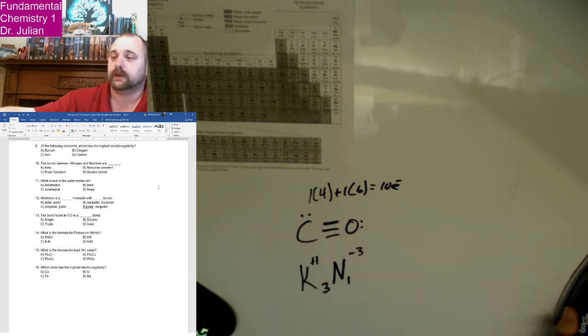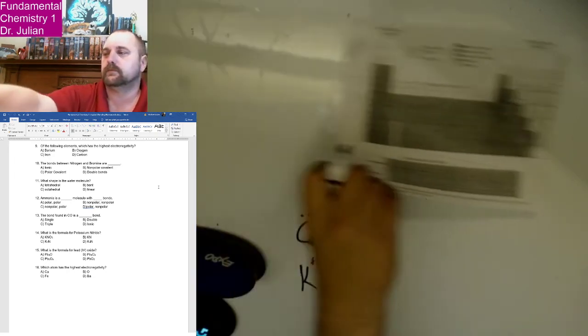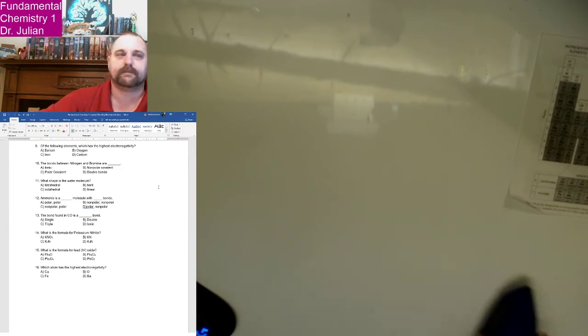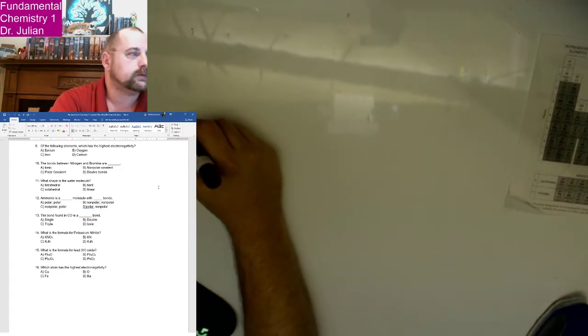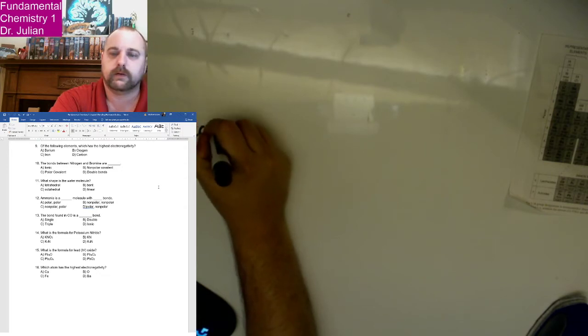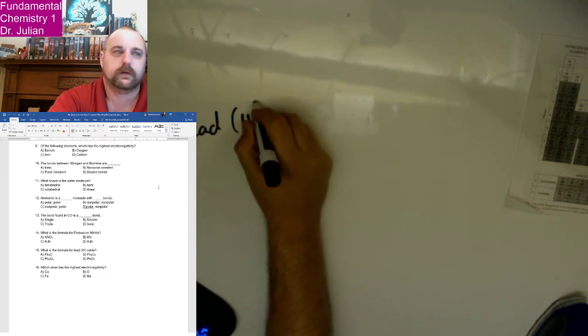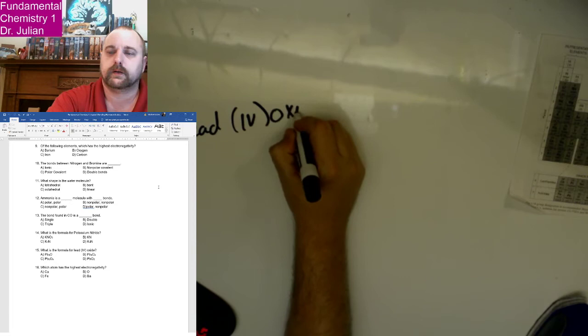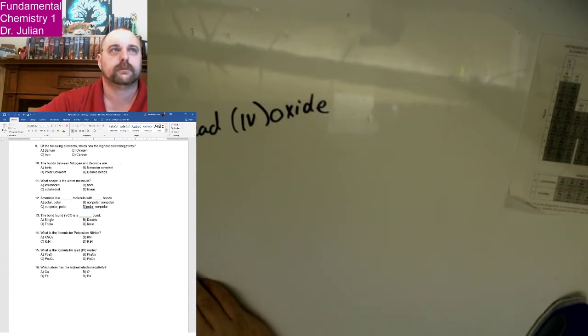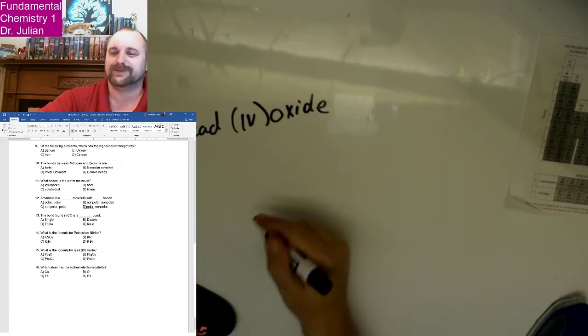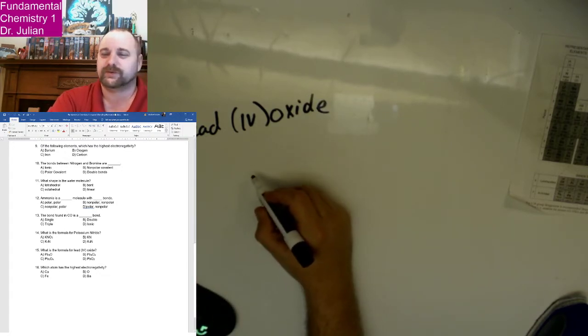All right. What is the formula for lead oxide? Let's put that over there. See what you guys can see. Yep, you can't see the lead. Okay, whatever. We'll get over it. So I'll scoot over here just a bit.